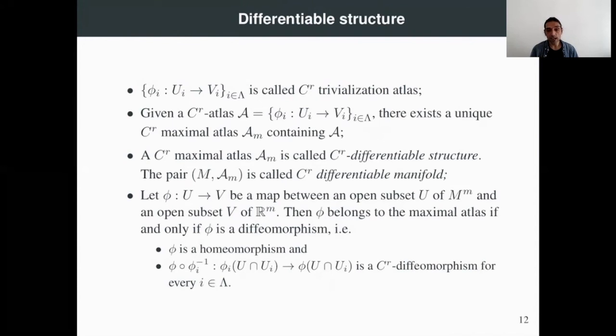And in order to do that, we just need to consider the expression of phi in local charts, and it's going to be this one. Again, to the left, we don't have to compose with anything because the target space is already a Euclidean space. So what we need is that this expression over here is a CR diffeomorphism for every I. If this happens, then this map is going to be an element of the maximal atlas. And in that way, we see that an atlas determines a unique maximal atlas that contains such an atlas.